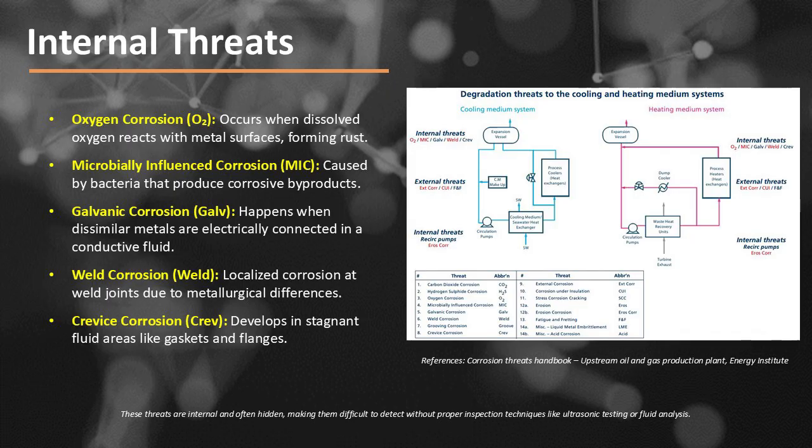Number 3 is galvanic corrosion, which happens when dissimilar metals are electrically connected in a conductive fluid. Number 4 is weld corrosion, localized corrosion at weld joints due to metallurgical differences. And number 5 is crevice corrosion, which develops in stagnant fluid areas like gaskets and flanges.